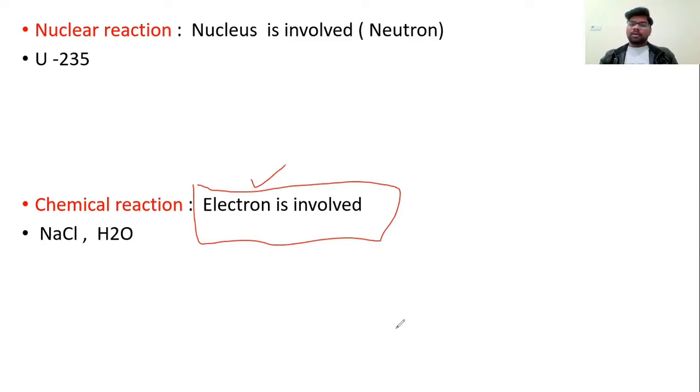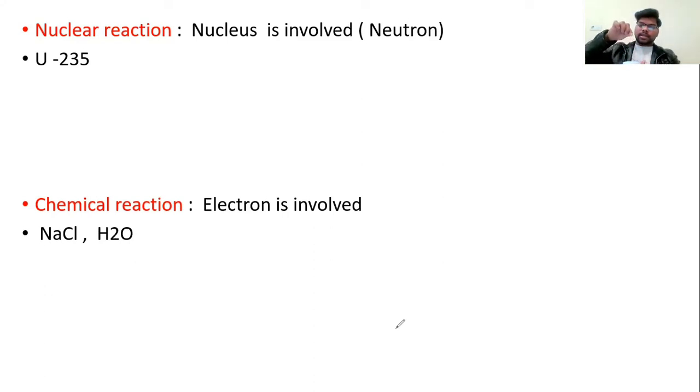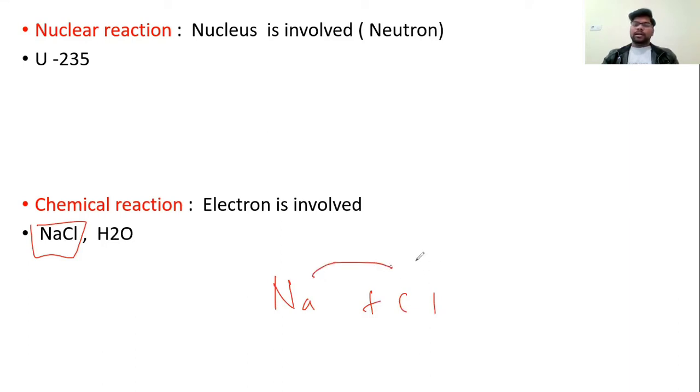So for example, let's see how a chemical reaction differs from a nuclear reaction. Let me explain quickly. Let's say here we have salt. This is called NaCl, sodium chloride. The chemical name of salt is sodium chloride. So how is sodium chloride made? Sodium chloride is made from sodium atoms and chlorine atoms. Let's suppose here we have sodium atoms and here chlorine atoms. When these two atoms combine, sodium chloride is produced.